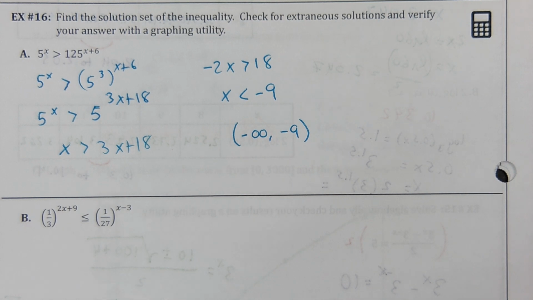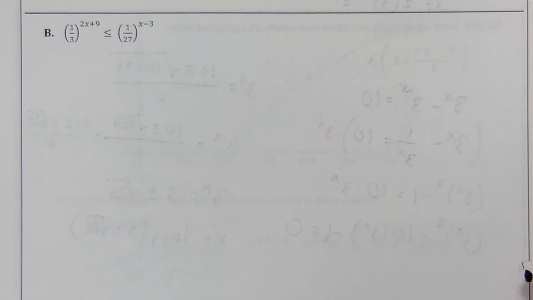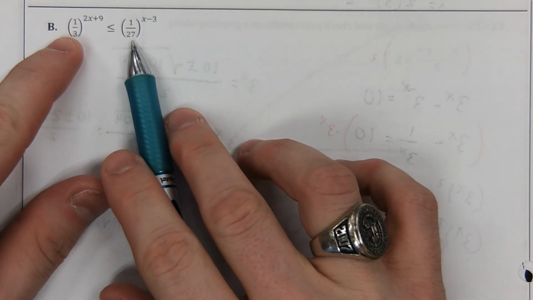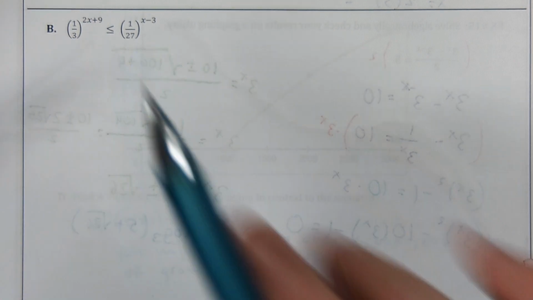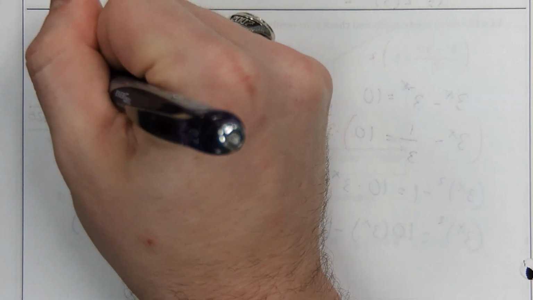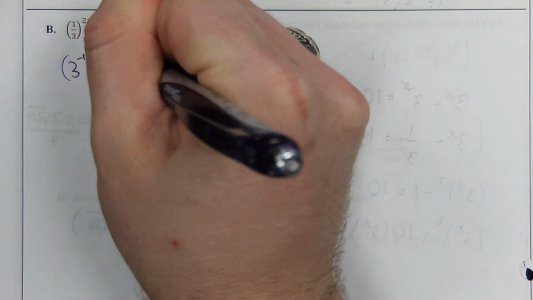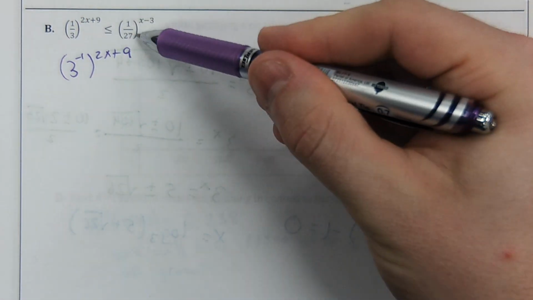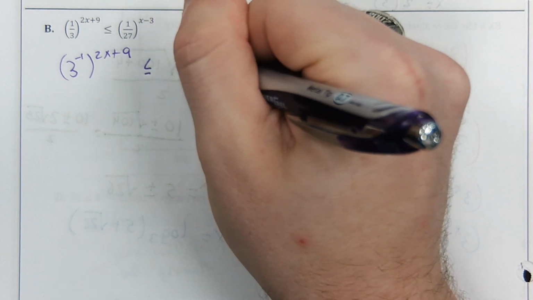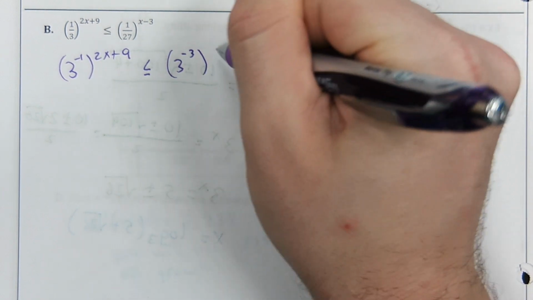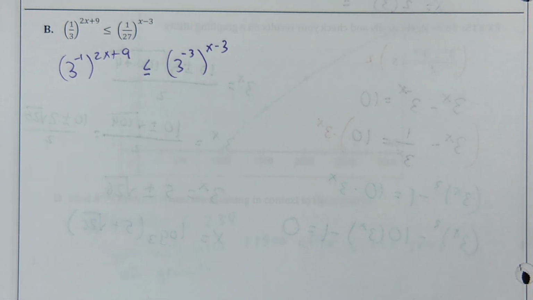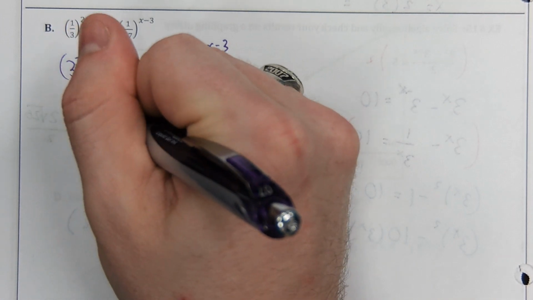Remember what our goal is. We always want to manipulate our bases so that they are greater than 1. That way our inequality symbols behave the way we think they do. Both of these numbers are powers of 3. Three to the -1, and this one will be 3 to the -3. There. Power to a power on both sides. Make sure you distribute.